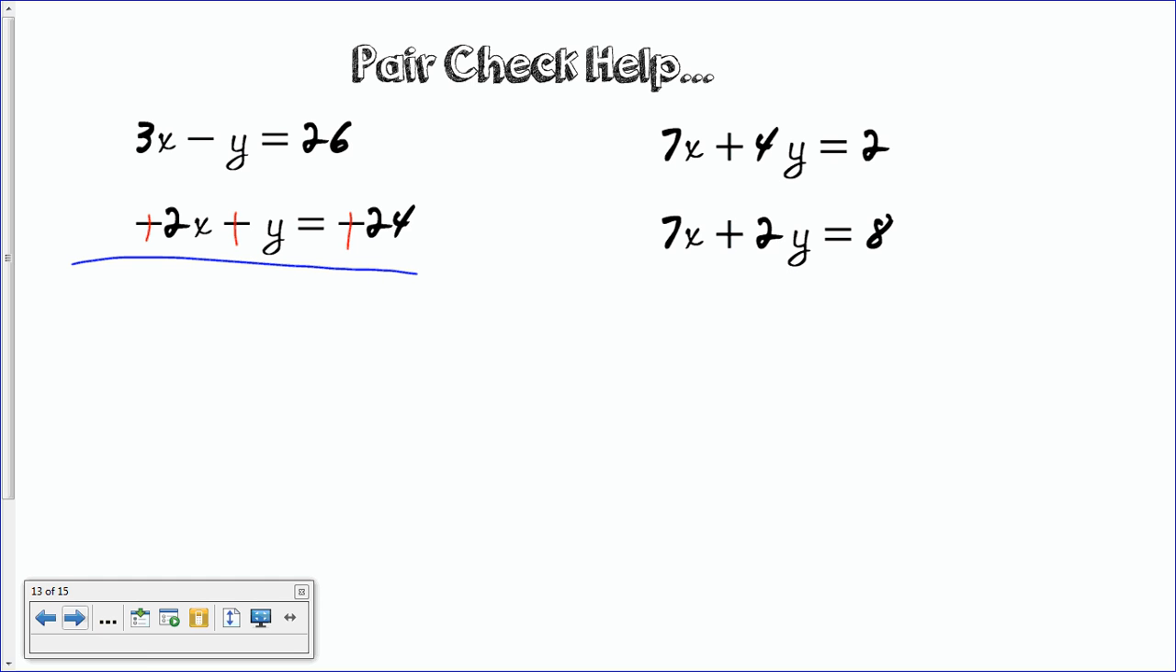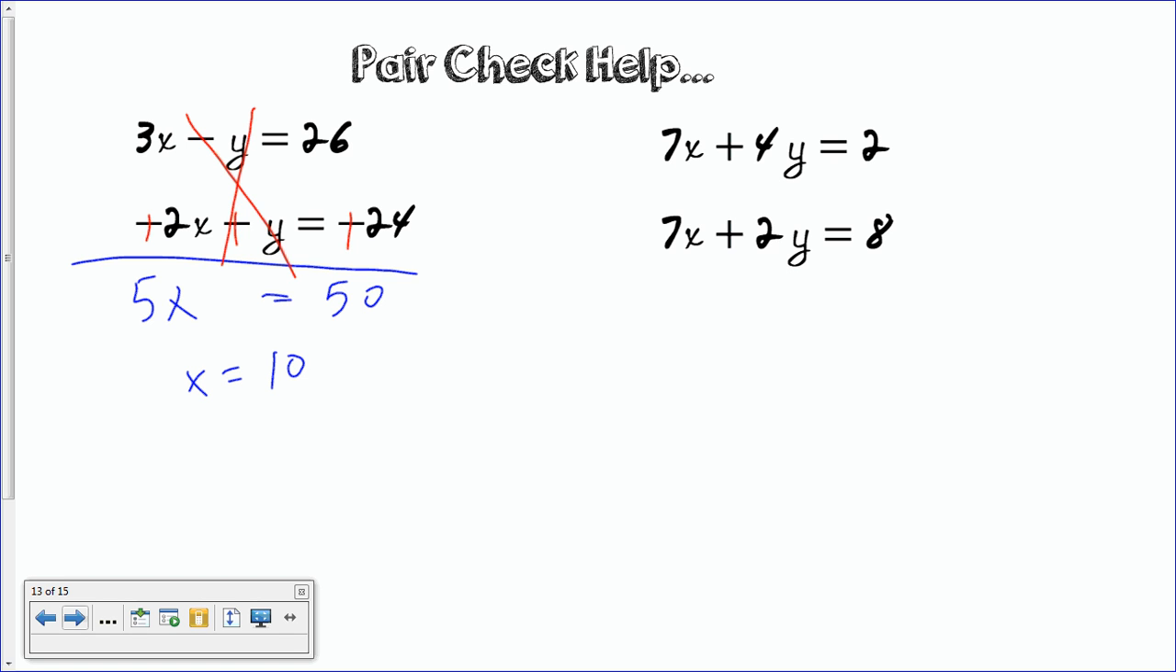3x and 2x is 5x. What happens to these two? Cancel out. Equals x equals 2.